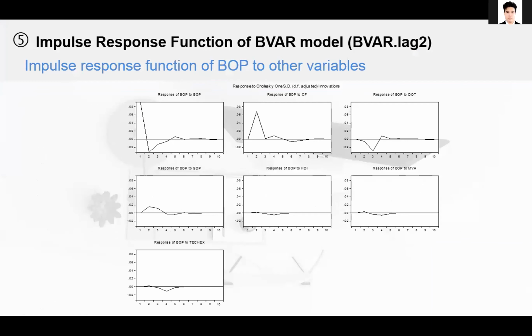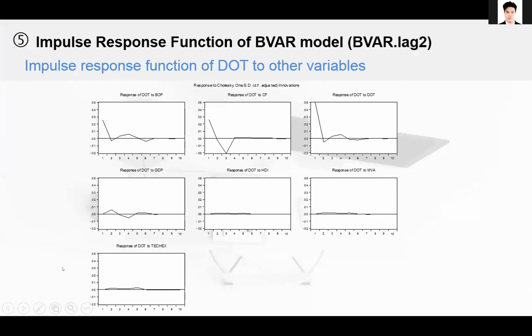Here is the impulse response function of the Bvar model. The Bvar impulse response function considers how the study variables react to a temporary shock, or how long they take to adjust themselves.